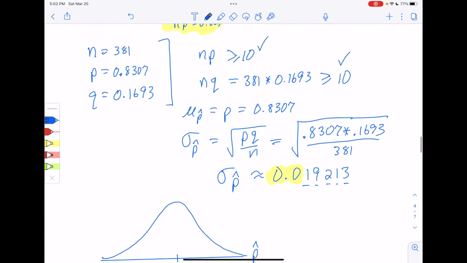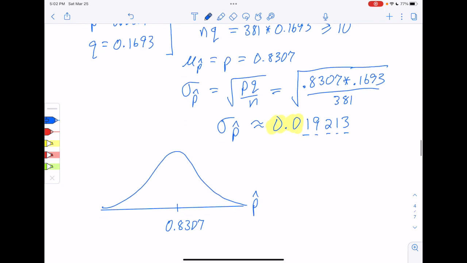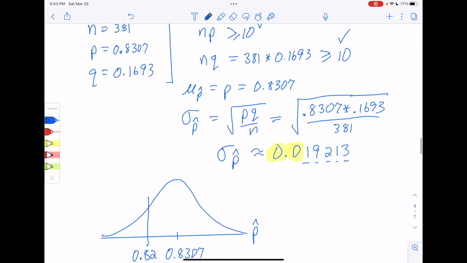And then go back and look at the question we're trying to answer right there. The probability that p hat is greater than 0.82. So that's what we want to put on our picture. 0.82 is smaller than 0.83, so I'll put the 0.82 over here on the left. But we're trying to find the area to the right.